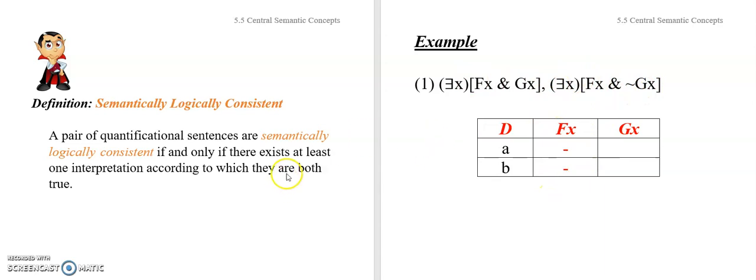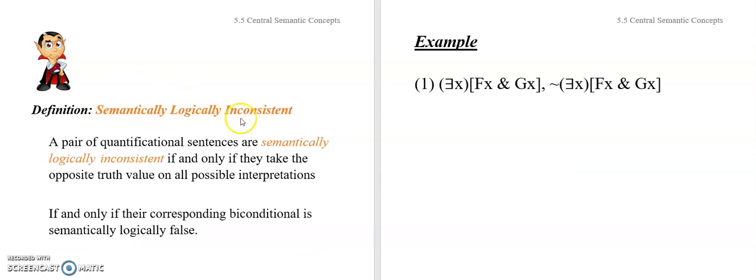The point is that they're semantically logically consistent in the sense that from a purely logical point of view both could be true. Okay, and we proved that a moment ago with an interpretation according to which they were both true. Now, there is another notion, which is the notion of semantic logical inconsistency. So let's explore that for a second. So the notion of semantic logical inconsistency, new concept, okay, is that two sentences are semantically logically inconsistent if and only if they take the opposite truth value on all possible interpretations.